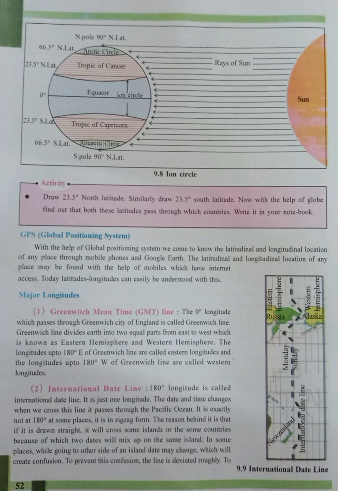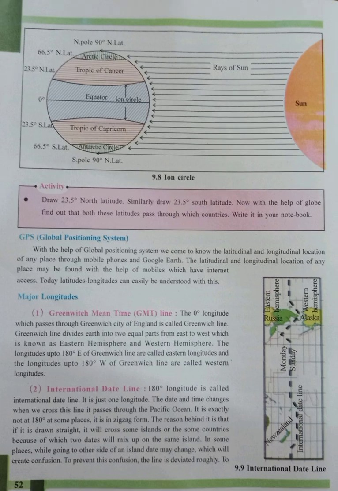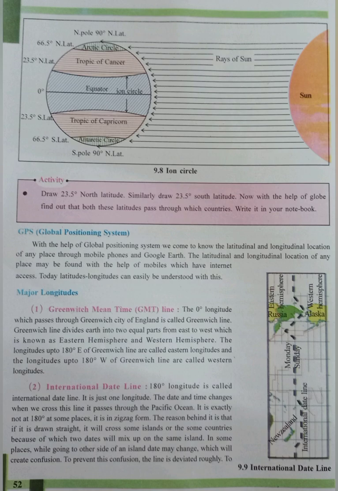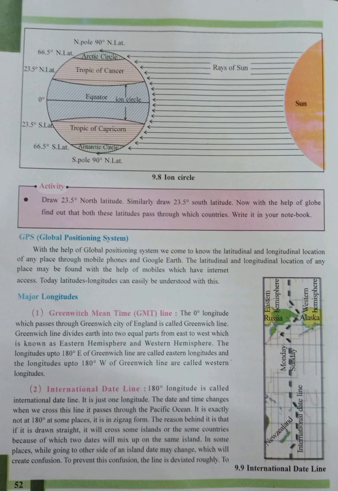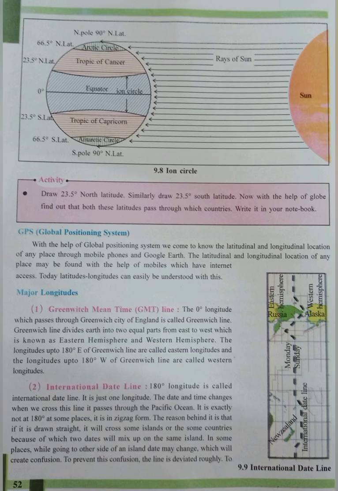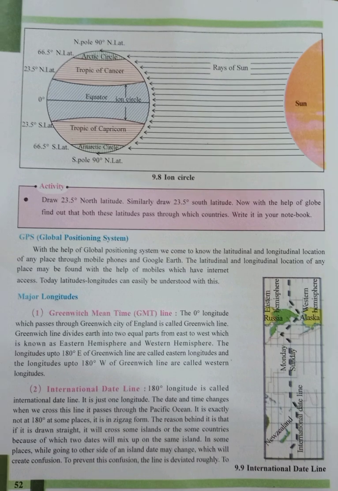GPS, Global Positioning System. With the help of the Global Positioning System, we come to know the latitudinal and longitudinal location of any place through mobile phones and Google Earth. The latitudinal and longitudinal location of any place may be found with the help of mobiles which have internet access. Today, latitudes and longitudes can easily be understood with this.